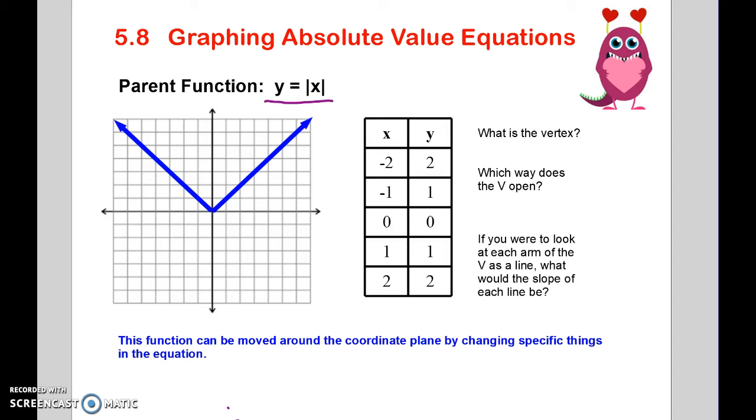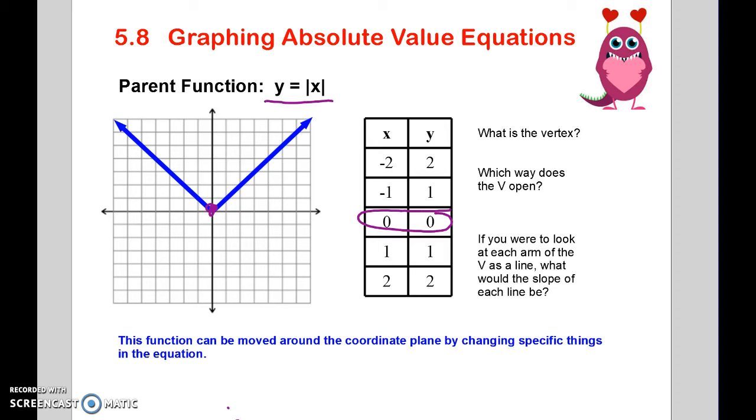And you'll see that with this basic absolute value function, your vertex is always going to be at 0, 0. So if I plug in a 0 for x, the absolute value of 0 is 0. So here's my vertex. And I can plug in other points that come before and after the vertex to be able to make my V.